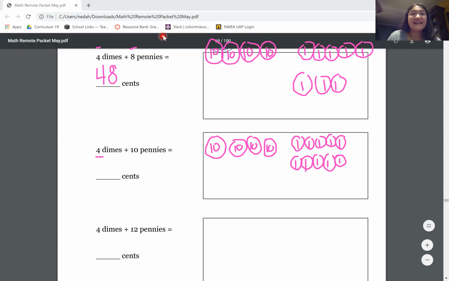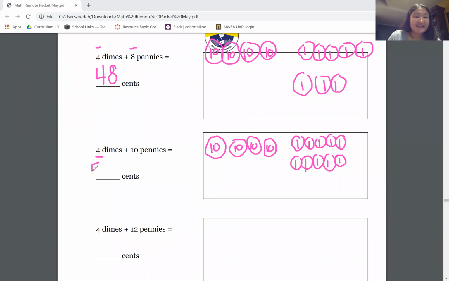You should have counted 50 cents. Nice job. Let's try this next one all by ourselves. It says 4 dimes plus 12 pennies. Pause and solve on your own.